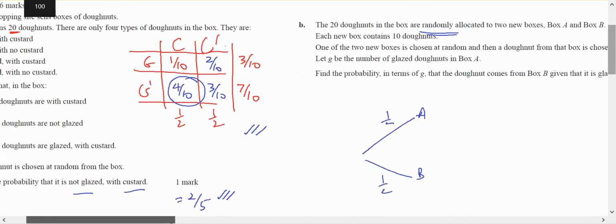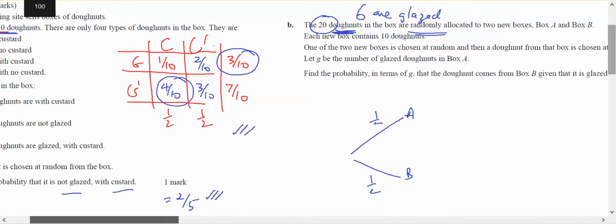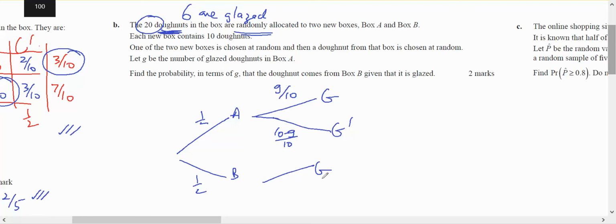Well, what I do know is that of these 20 donuts, 3/10 of them, or 6, are glazed, because these 20 donuts are the same as these 20 donuts. So I know that 6 are glazed. So from A, being glazed or not glazed is going to be G out of 10, and this will be 10 minus G over 10. And G and not G.